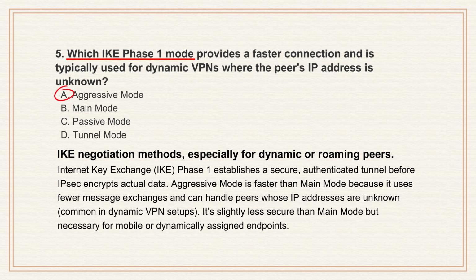Because some of that identity information is exchanged earlier before full encryption is in place, it's theoretically more vulnerable to passive eavesdropping. Meaning someone could potentially sniff out identities. Potentially, yes. Or it could make dictionary attacks against pre-shared keys slightly easier if someone captures those initial packets. Main mode protects identities better by encrypting them earlier in its 6-step process. So main mode is slower, but arguably more secure, especially for site-to-site VPNs where IPs are static. Exactly. Main mode is generally preferred for site-to-site tunnels between fixed locations.